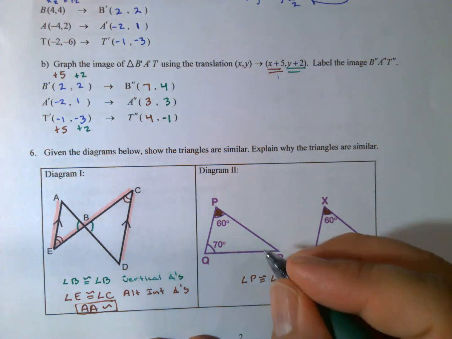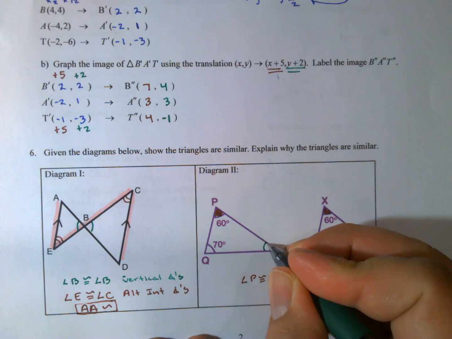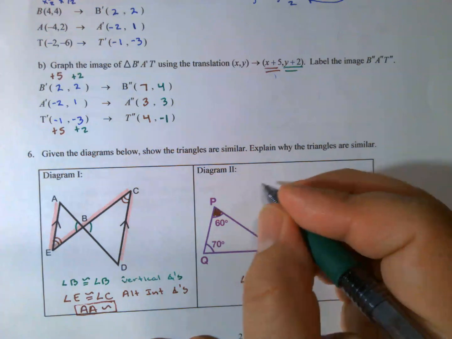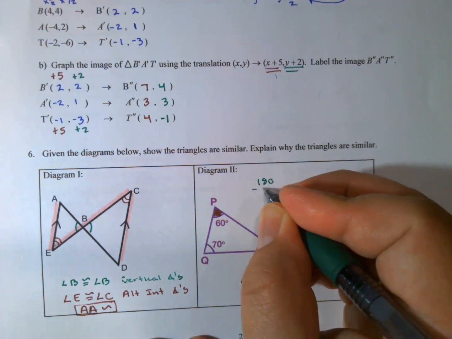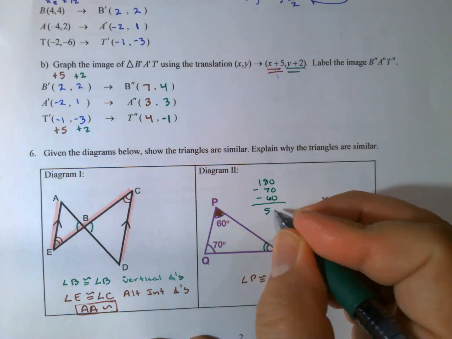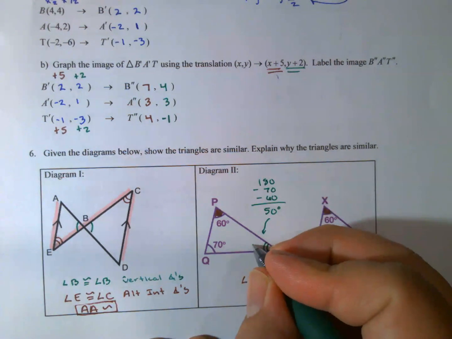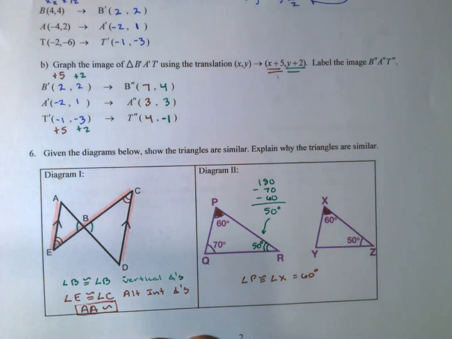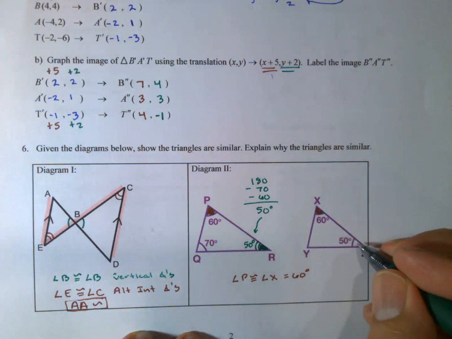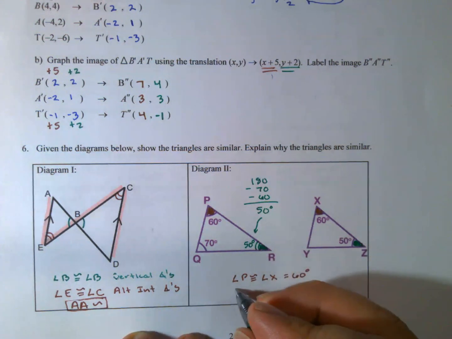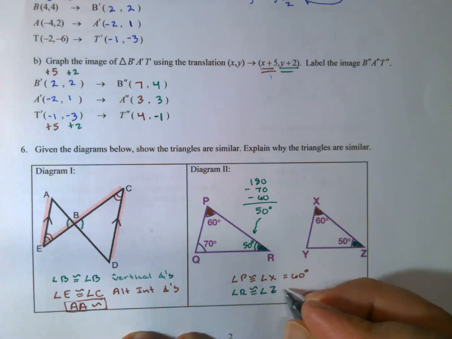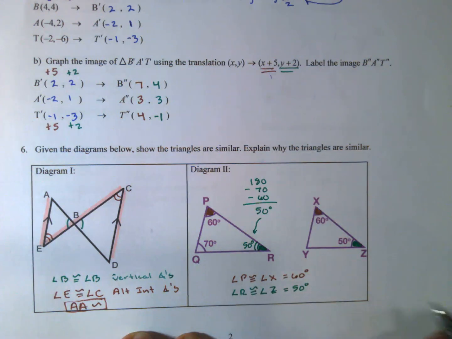But we've talked about how to find angle R. So we're going to try to find angle R. Now remember, the three angles of a triangle add up to 180. So I'm going to go 180, take away 70, take away the 60. And when I do that, I end up with an answer of 50. Well, we have officially found two angles that are equal to each other. This 50 matches with that 50. So angle R is congruent to angle Z because they're both equal to 50. And that's it. Look at that.